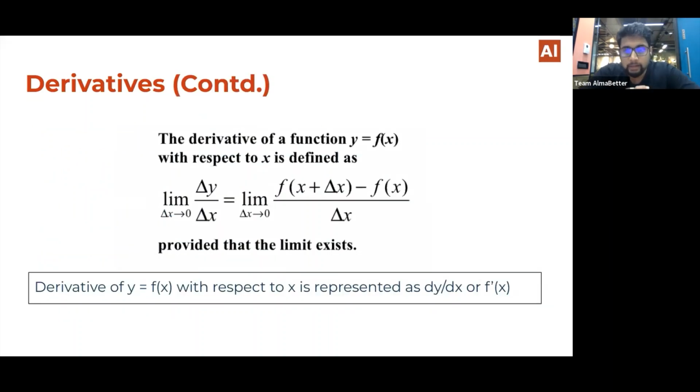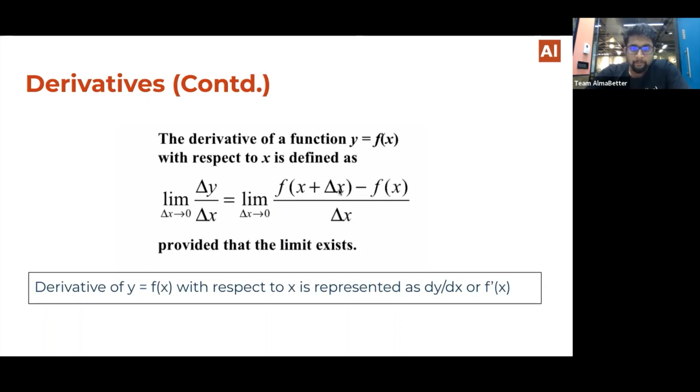So yeah, this is the mathematical formula. The derivative of function y equal to f(x) with respect to x is defined as this. So what is this? Let's try to understand, right? I gave you the example of distance and time. Let's say there are two variables. There is one variable x and y is a function of x, right? So if you, let's say, change x by a delta amount, so let's say delta x is the change in the value of x, then y will become f(x plus delta x).